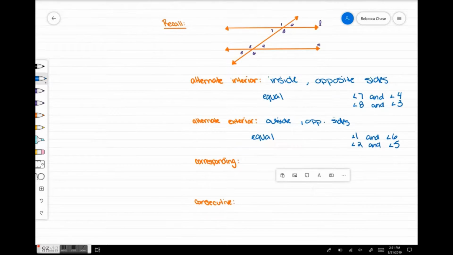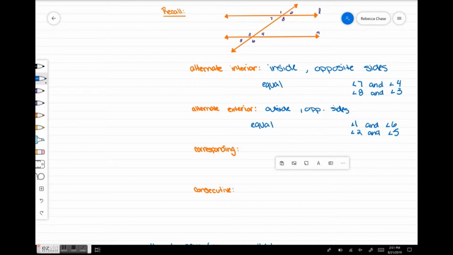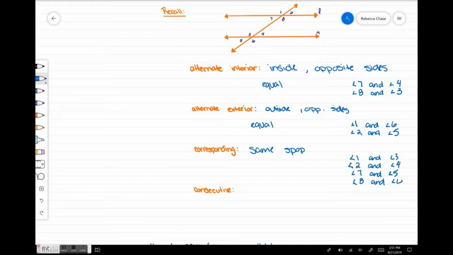The third one we're going to look at, make sure I can still see the diagram, is going to be corresponding. Okay, so those are ones that are in the same spot. Okay, so that's going to be angles 1 and 3. Oh, that was a terrible angle sign. Angle 2 and 4. Angle 7 and 5. And angle 8 and 6. And again, getting repetitive, we know that corresponding are equal.